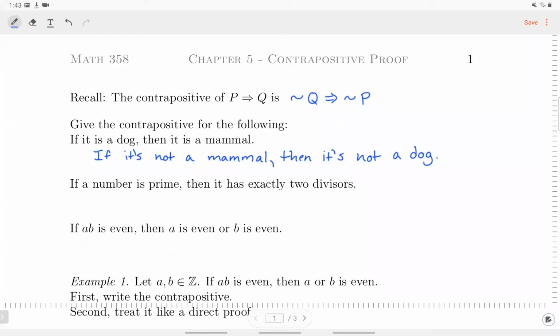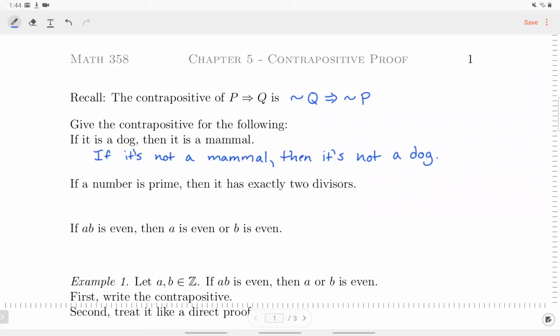The next one, we've got to be a little careful. If a number is prime, then it has exactly 2 divisors. It could be: if a number has more than 2 divisors, it's not prime. But that works for almost all cases; what's the one thing that leaves out? 1. 1 has 1 divisor.